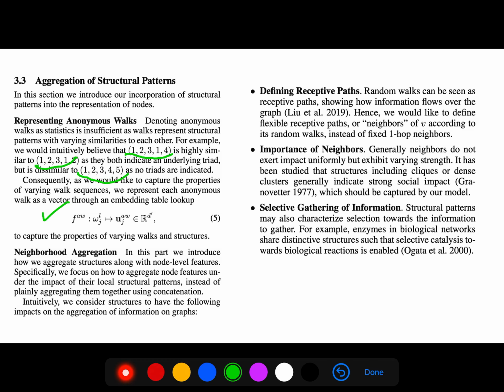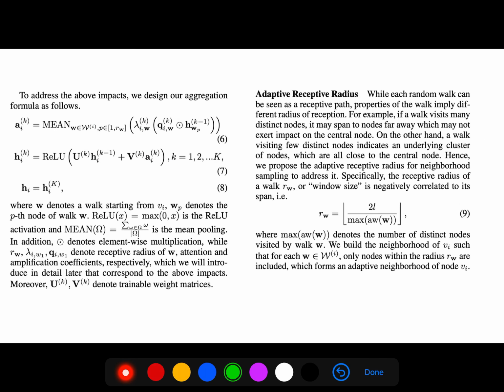So we introduce how we aggregate structures along with node-level features. We focus on how to aggregate node features under the impact of their local structural patterns instead of plainly aggregating them together. So we design our aggregation like this. And W is just a walk starting from v_i. W_p denotes the p-th node of walk W.